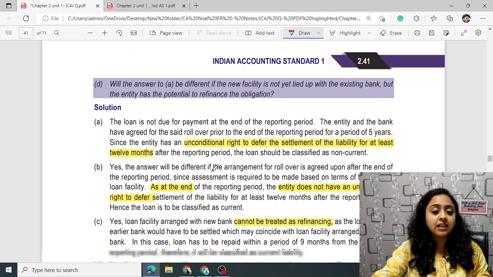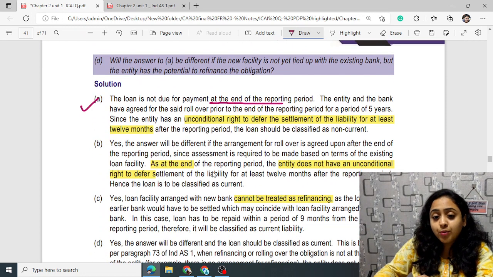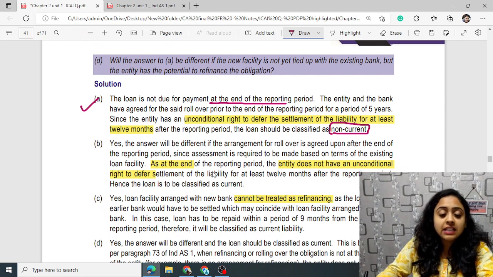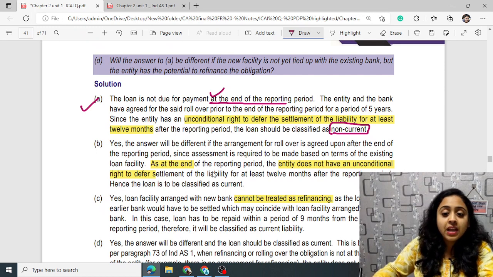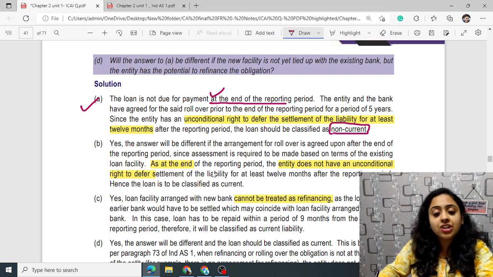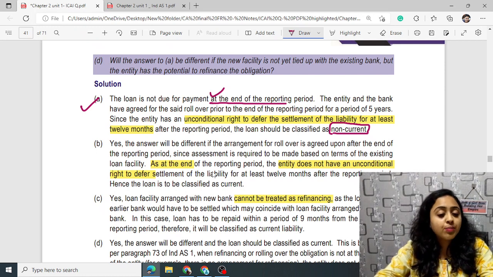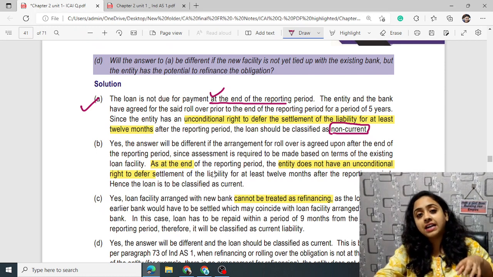See, let's see the answers. Firstly, the loan is not due for payment at the end of the reporting period, and that's why it will be considered as 12 months and it will be considered as non-current. Read this. Since it was not payable at the end of the reporting period because it has got an extension of 5 years, the entity and the bank have agreed to the said rollover period from the end of the reporting period for a period of 5 years. Since the entity has an unconditional right to defer the settlement of the liability for at least 12 months after the reporting period, the loan will be classified as non-current.